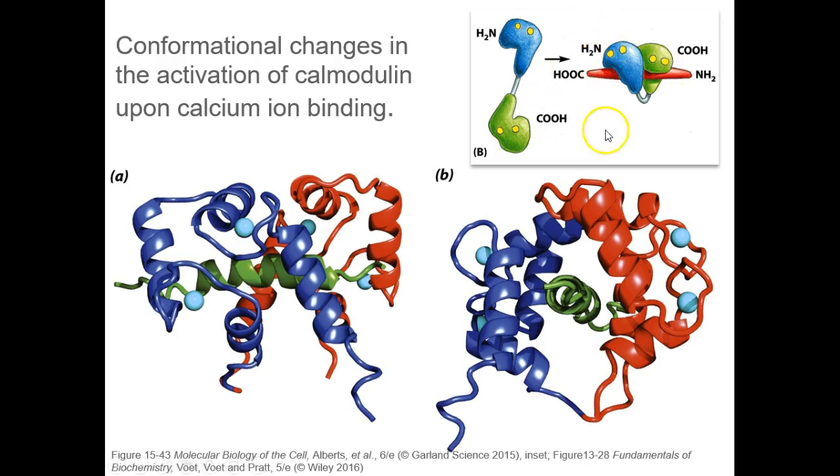So there's the cartoony picture right here, but I thought maybe you'd want to see more biochemically what was going on. So in this picture, the calcium again is shown in cyan, and the calmodulin is shown in blue and in red, and the target right here is shown in green.